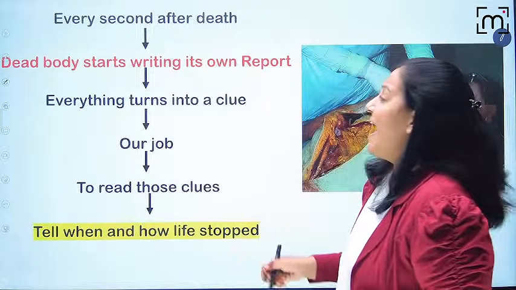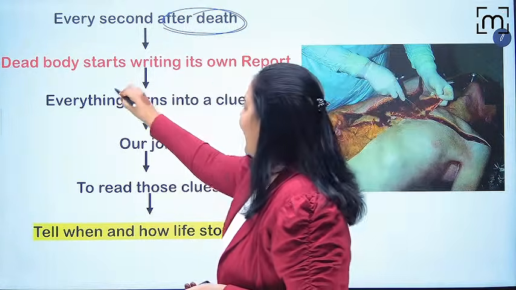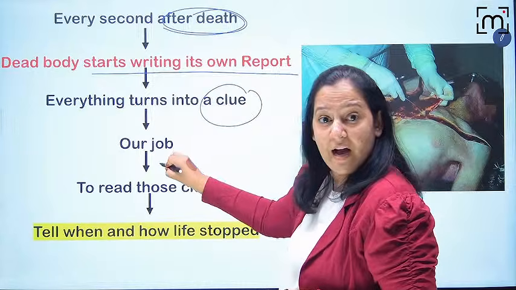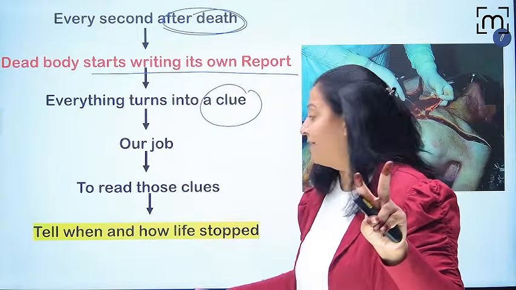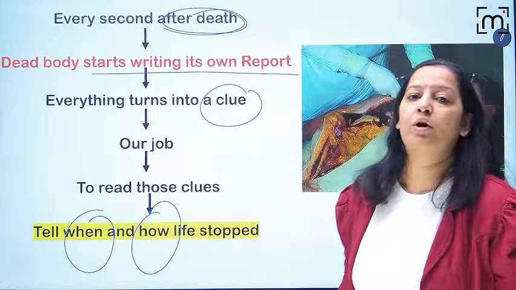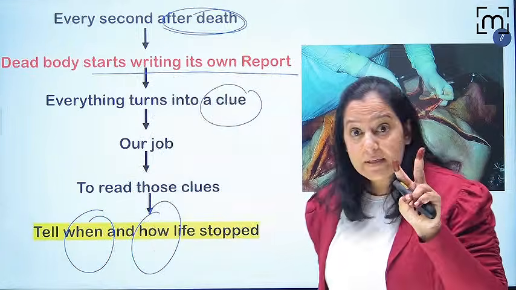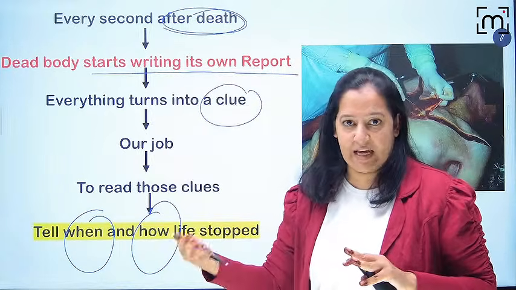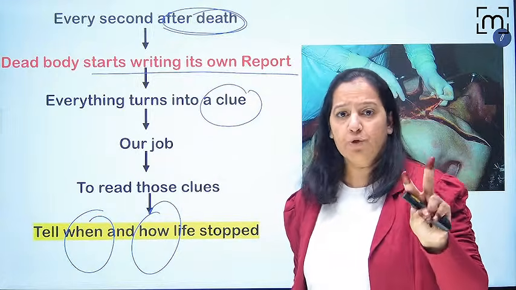So listen, every second after death, the dead body starts writing its own report. Everything turns into a clue. What is our job? The doctor's job is to read those clues, and we have to tell two things: when the death occurred and how the death occurred. To answer these two questions, we have to understand the postmortem changes in the body. Immediately after death, changes start taking place and clues are there. We have to pick up those clues and answer the two questions.